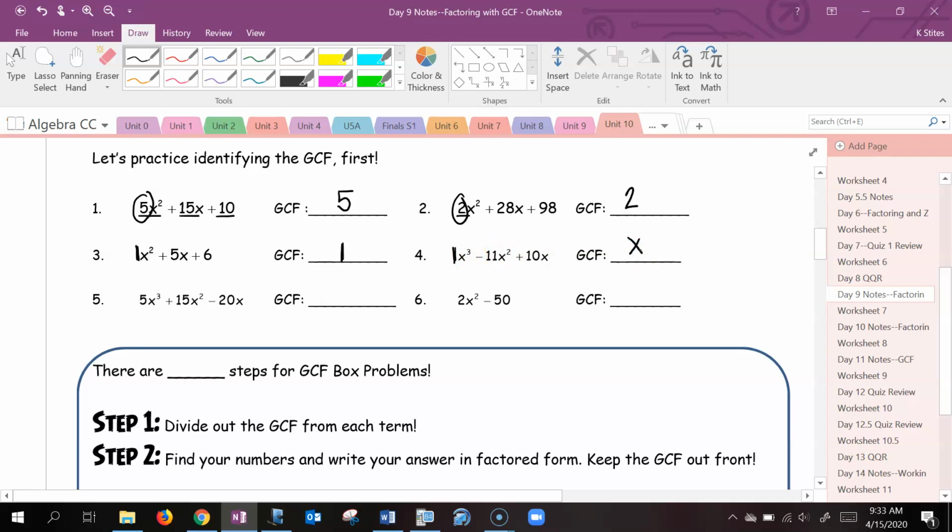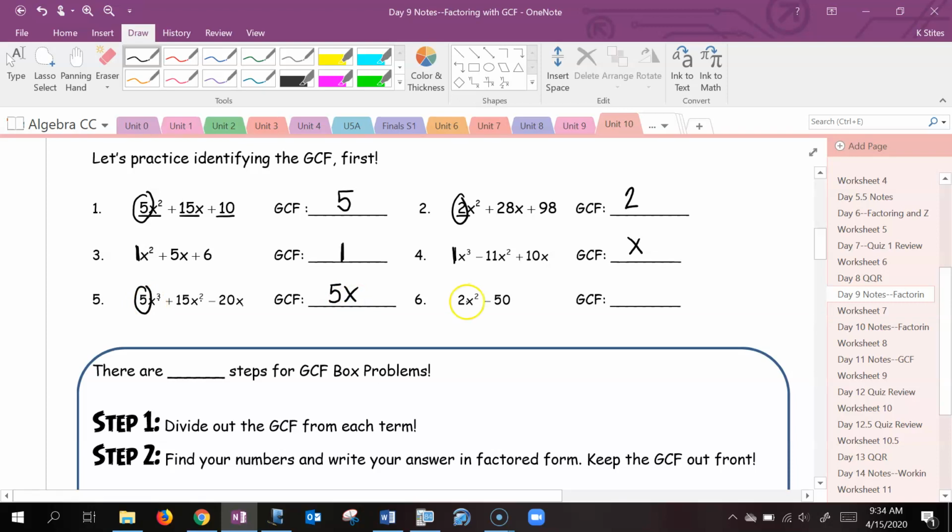Okay. All right, come down to number 5. You have a number in front, so first we'll check that out. 5 does go into 15 and 20 evenly, so we will have a 5 as a GCF. However, you may also notice that you have this x cubed. See how each of these terms has one more x than it should? That means our GCF is really a 5x.